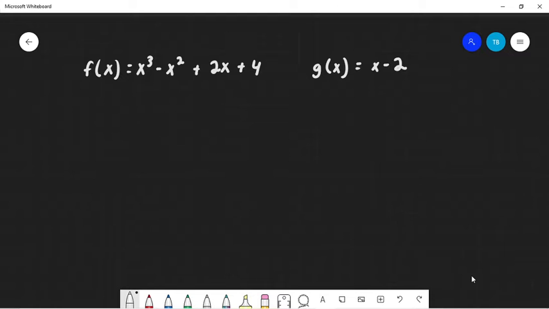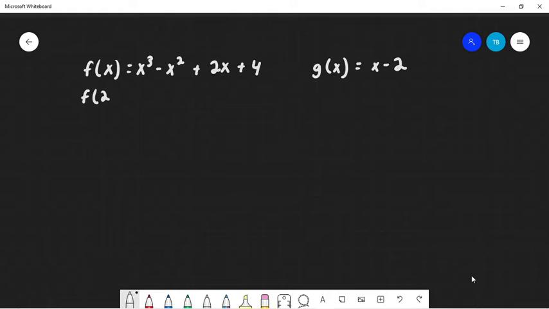We have a function here, f of x, which is x cubed minus x squared plus 2x plus 4. And then we have a second function, which is a binomial, g of x, which is x minus 2. So our first step here is to take the second term in the binomial, the minus 2. We'll take the opposite of that term, and then we'll plug it into our original function f of x and evaluate it. And that will tell us what the remainder would be if f of x is divided by the binomial g of x. So in this case, the opposite of negative 2 would be 2. So we'll plug that in over here.